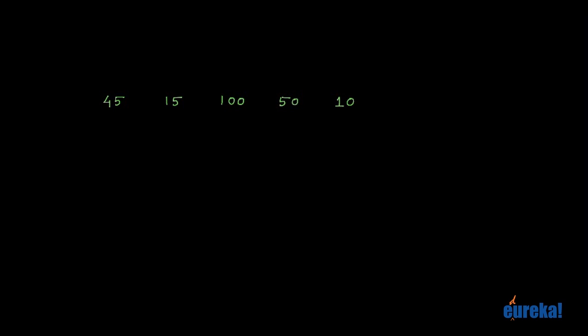I'm just going to take random numbers. If someone were to ask me to sort this, how would I go about doing it? If I were to sort it in ascending order, I would pick 10 as the smallest, so I would put 10 separately. Then I would see 15 is the next. Then I see 45. Then I see 50. And then I see 100. And it's sorted. So every given time, I pick the smallest number and store it separately.